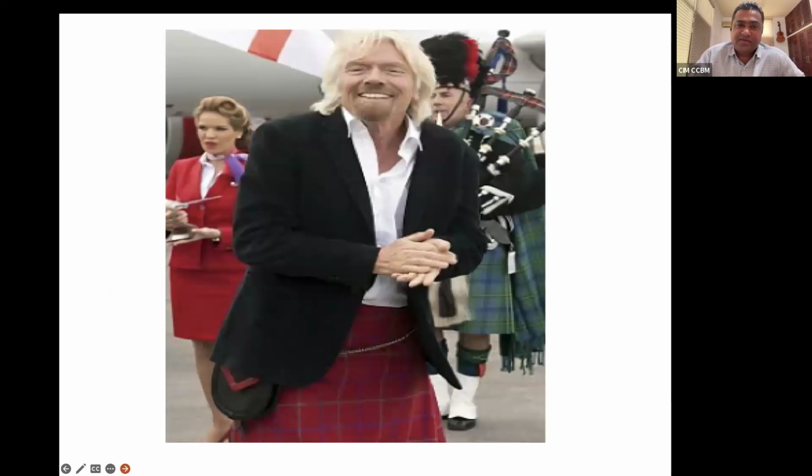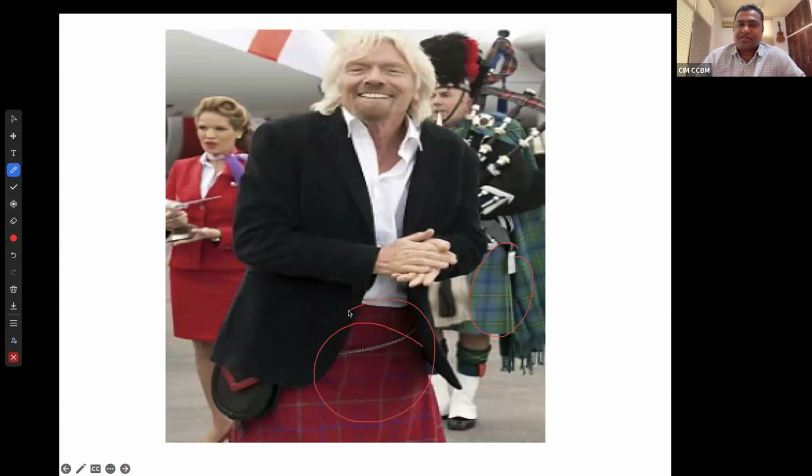Richard Branson is one person that gets a lot of free media publicity. This was when Virgin Atlantic launched in Scotland. Can you see Richard Branson, who's the owner of the Virgin Empire? He wore this Scottish dress. You know, in Scotland, the males wear a small dress like this. So he wore that Scottish dress, and he came in front of the media and said, we are now launching Virgin Atlantic.